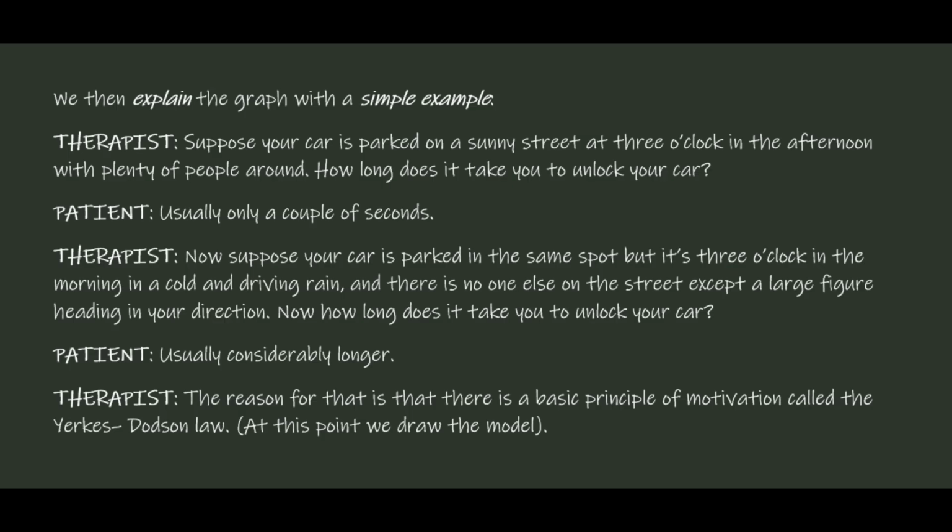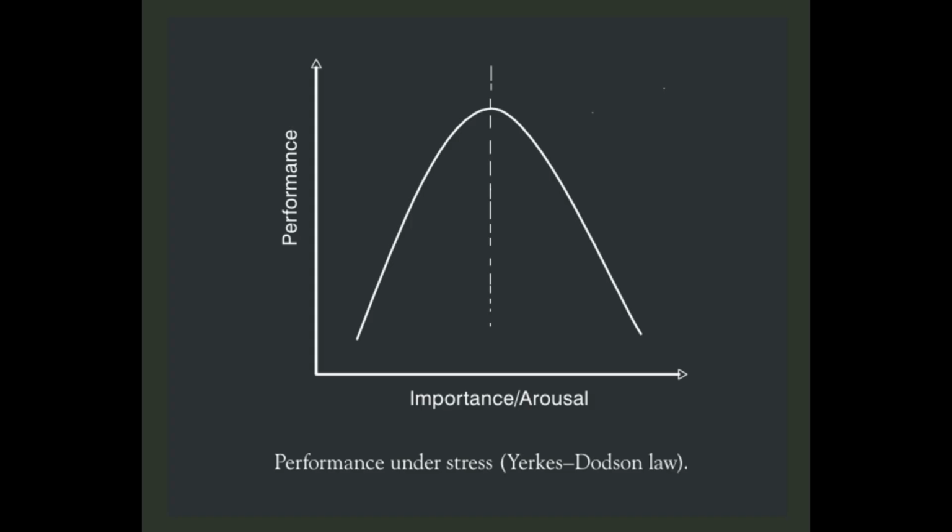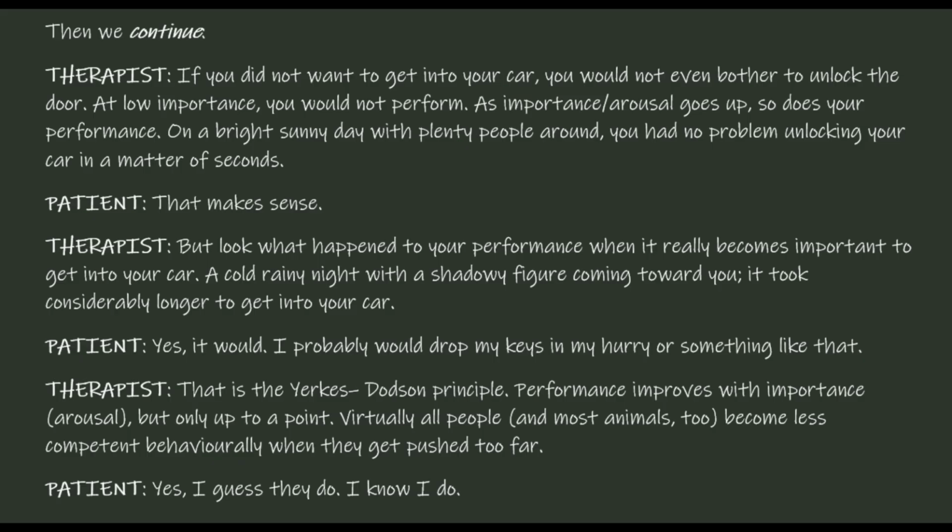At this point we draw the model and show them how performance varies under stress. Then we continue. If you did not want to get in your car, you would not even bother to unlock the door. That is, at low importance you would not perform. As the importance or arousal goes up, so does your performance. On a bright sunny day with plenty of people around, you had no problem unlocking your car in a matter of seconds. But look what happened to your performance when it really became important to get into your car. It took considerably longer. That is the Yerkes-Dodson principle in action.